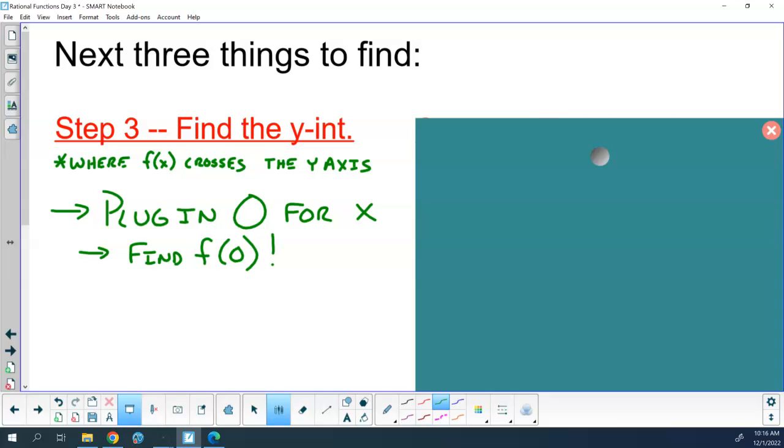When we give the y-intercept, remember that the y-intercept is a point, and it is the point (0, some number). It's not just 7. It's the point (0, 7).